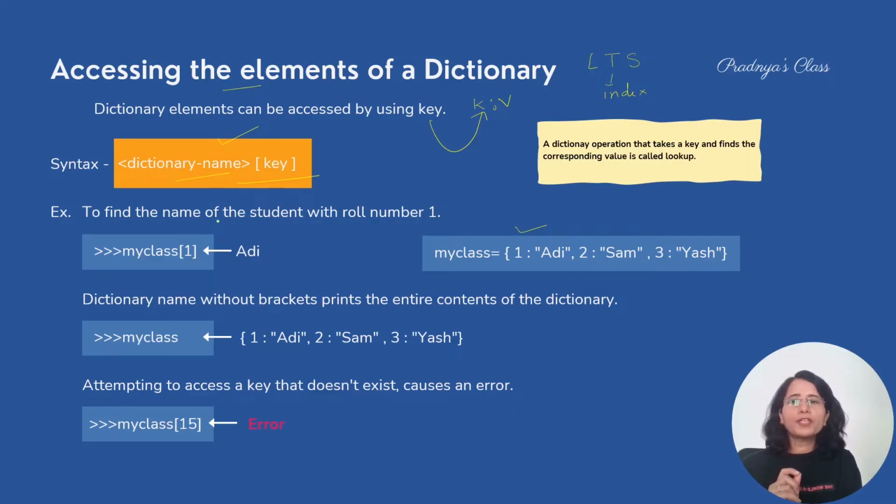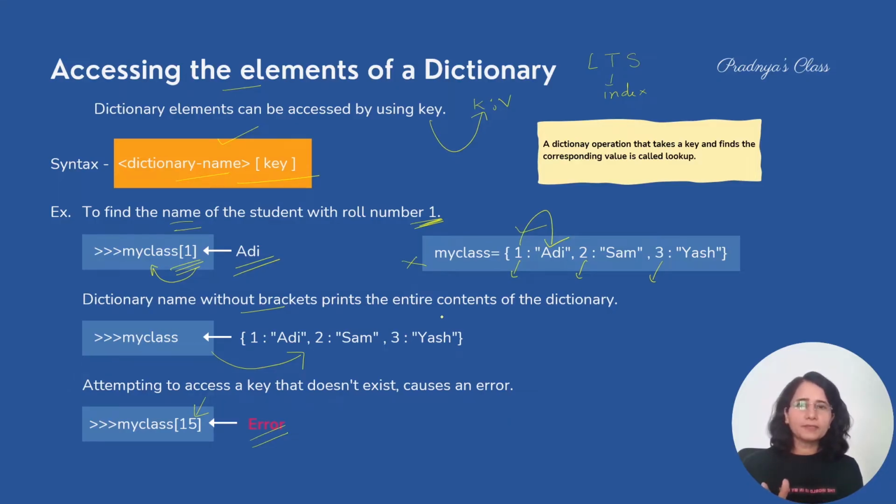We have to find out the name of the student with roll number 1. So these keys are actually roll numbers and we have to find out the name for that roll number. So we can mention the key in square brackets along with the name of the dictionary. We will get the value of that key. If we do not mention any key in the bracket, then the whole dictionary will get printed. And you will get an error if you give a key here which doesn't exist in the dictionary. So in this way we can access the elements of the dictionary using the key because the key is unique.